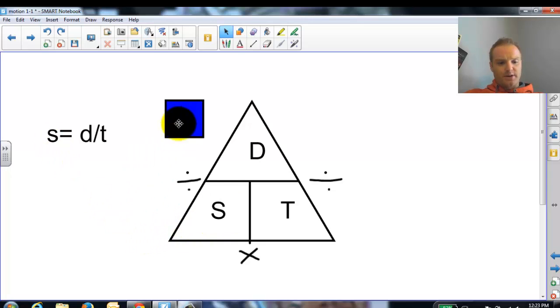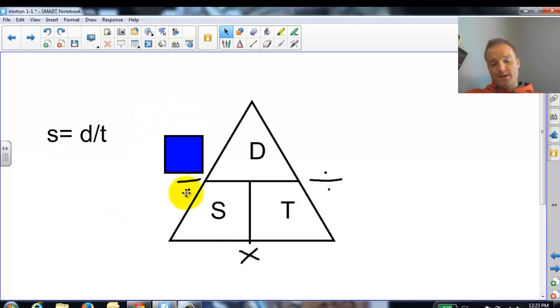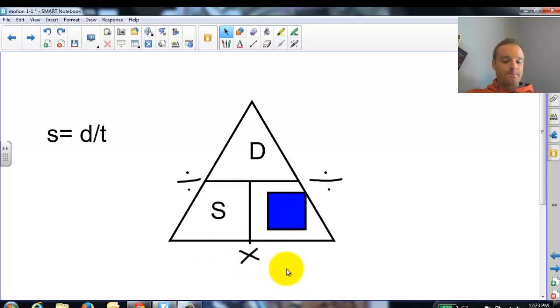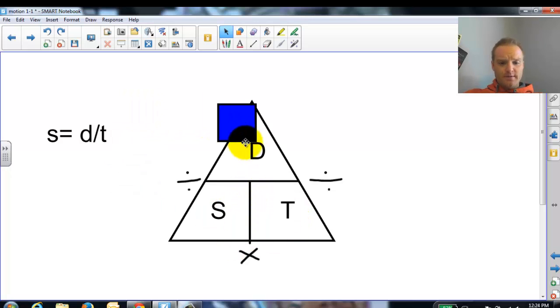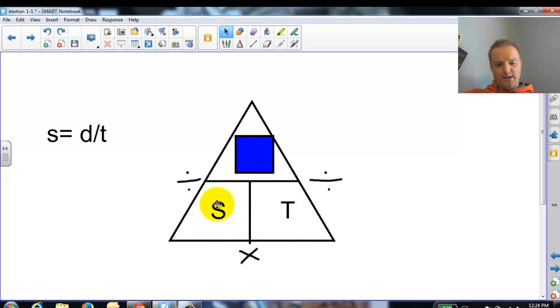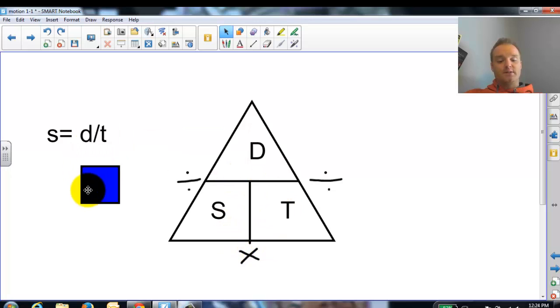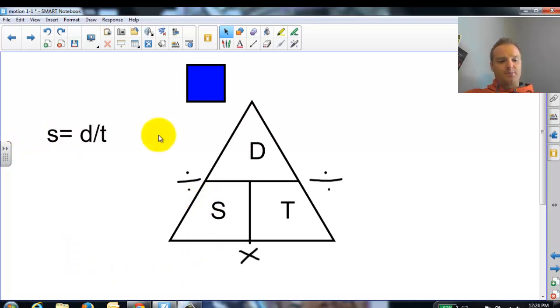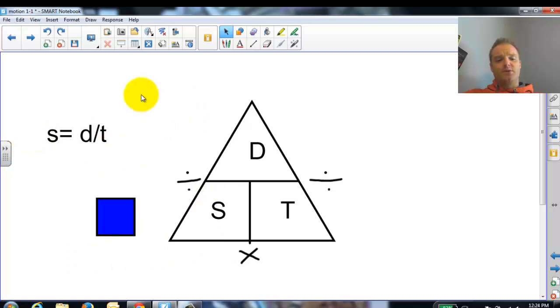But with this triangle, what I can also do is, if I want to find how long the trip took, I cover the T, and now it's D for distance divided by speed, and that would give me the time of the trip. And finally then for D for distance, if I cover that one, then I can see it's S times T, or speed times time, would give me the distance that I travel. So kind of a handy trick to help you remember how to calculate speed, but also, again, if you know two of the three, you can find that third variable.